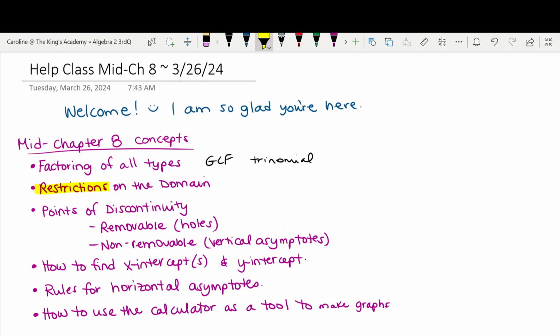Bad values or restrictions on the domain, right? Then we talked about discontinuity. Points of discontinuity are what you have to restrict from the domain. You have to say those values cannot be in the domain. There are 2 different kinds of those, right? Removable and non-removable. So we talked about that too.